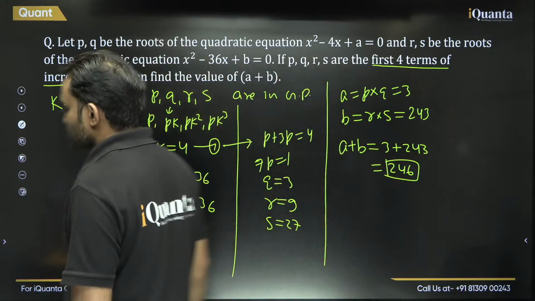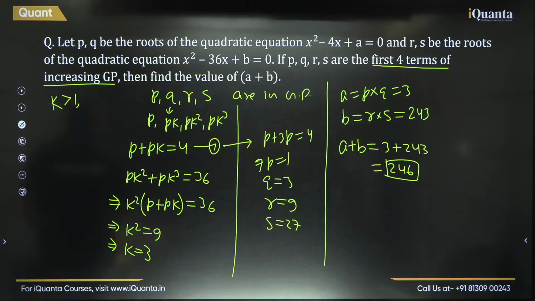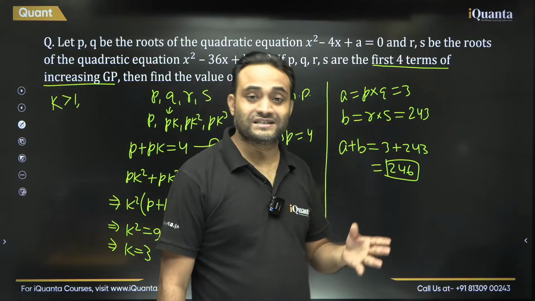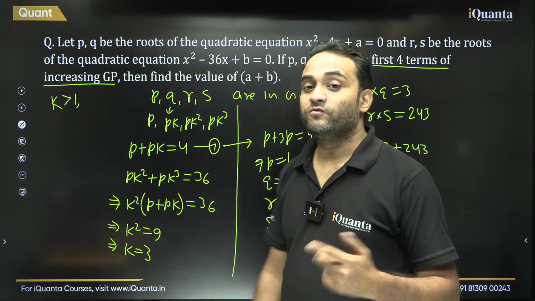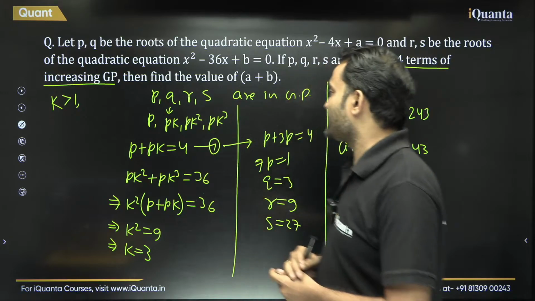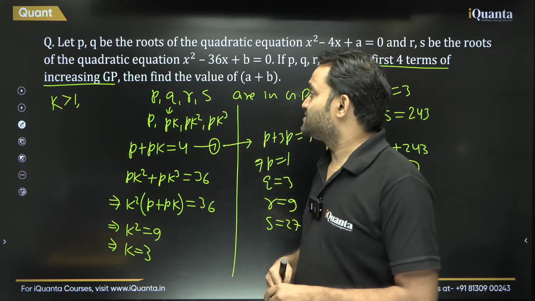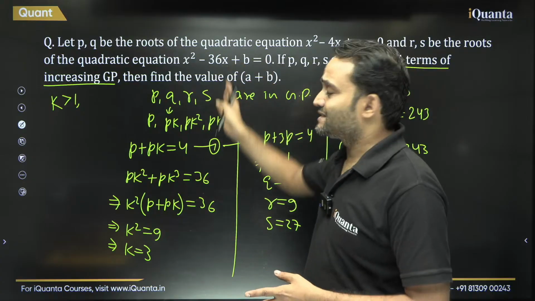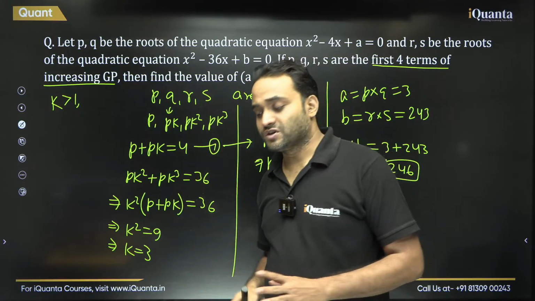In this question, it's not mentioned that these are integers. If it was mentioned that P, Q, R, S are integers, then we could have solved this very easily by doing some hit and trial, by understanding that P, Q, R, S are in increasing GP. Then in what way can we break 4 and 36 so that we get numbers which are in GP?